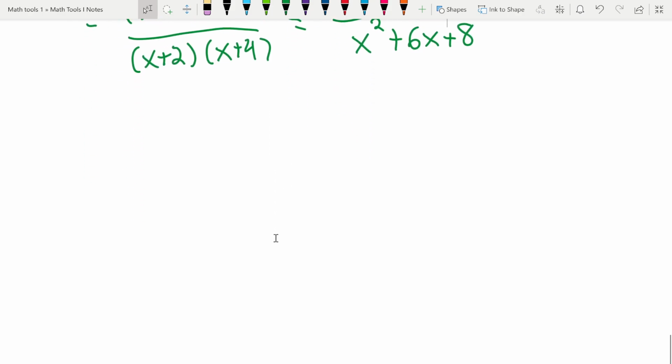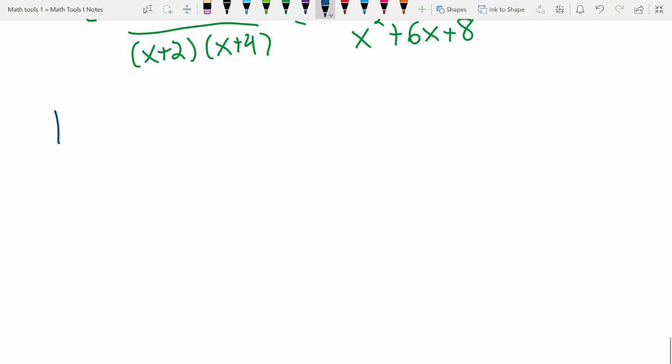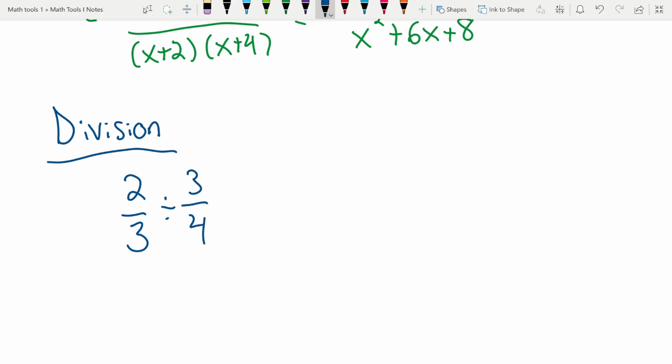Okay, so now let's turn our attention to division. So again, this is just like multiplying fractions. So let's do a quick review of that. If we have 2/3 divided by, I don't know, say 3/4. Remember, this is the same thing as multiplying by the reciprocal. Sometimes we might write it as same, change, flip. So you leave the first one the same, change the division to multiplication, flip the second one, meaning you take the reciprocal of it.